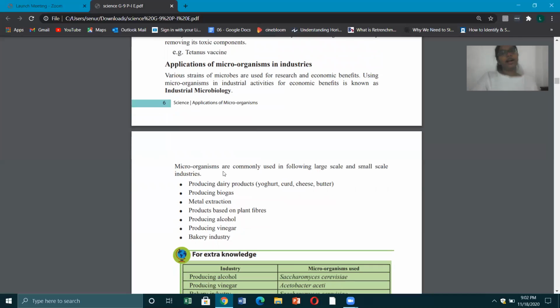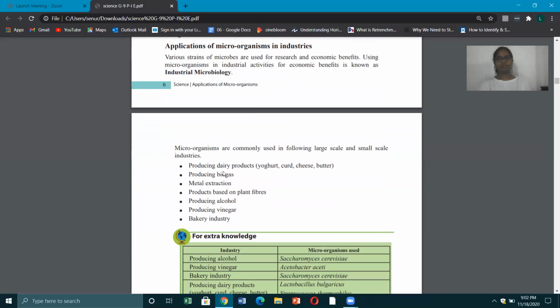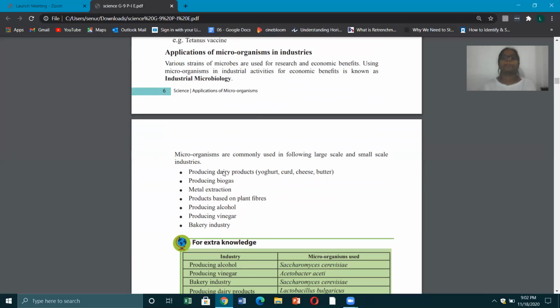Okay, and next one is applications of microorganisms in industries. Various strains of microbes are used for research and economic benefits. Using microorganisms in industrial activities for economic benefits is known as industrial microbiology. So industrial microbiology, children, is using microorganisms in order to do the activities which are related to the industry.